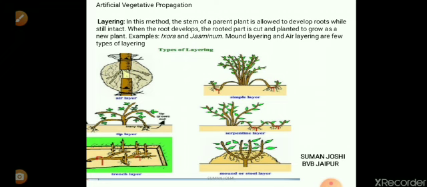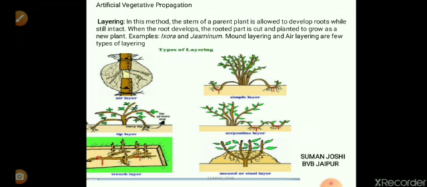The exposed part is wrapped with the help of all these materials, and after some days we will see that the roots will come out. This type of layering is known as gutti or air layering.